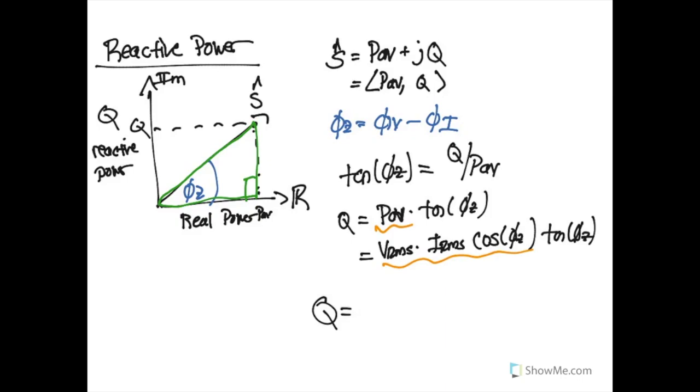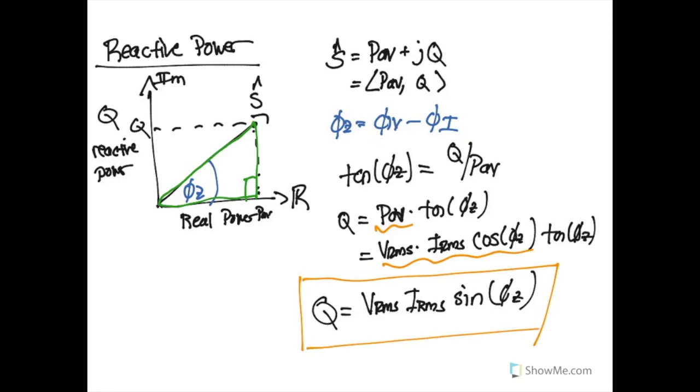So in the end, our reactive power is VRMS, IRMS, sine of phi z. So remember, we had real power was VRMS, IRMS, cosine of phi z. Reactive power is going to be very similar, but it's going to be VRMS, IRMS times the sine of phi z. And the units for our reactive power are volt amps reactive. So we have to distinguish this from volt amps and from watts. And these are going to be called VARs, volt amps reactive, for our reactive power.